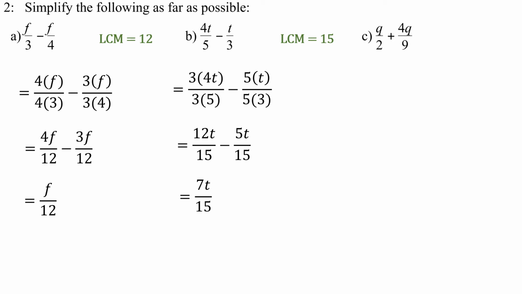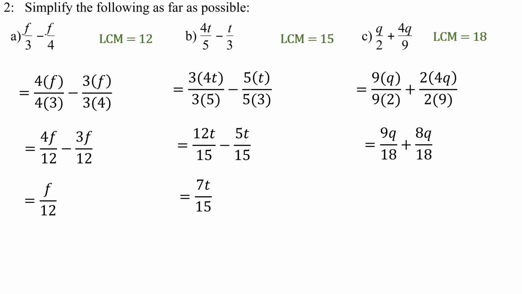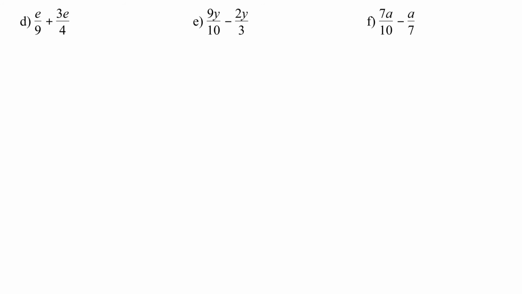Next one, we've got 2 and 9 as our denominators, which gives us the lowest common multiple of 18. So we have to multiply the 2 by 9 to get to 18 and the 9 by 2. Whatever we do to the bottom, we've got to do to the top. We've got 9q plus 8q gives us 17q over 18.